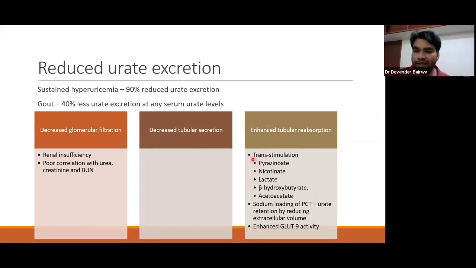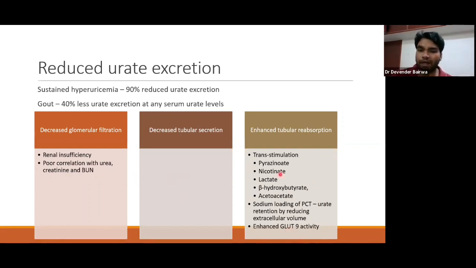As we discussed earlier, there can be transstimulation. There are substances like pyrazinoate, nicotinate, lactate, beta hydroxybutyrate, acetoacetate. All these substances are ready to be exchanged with uric acid. That's how they can lead to hyperuricemia. Or there can be sodium loading of the PCT. Suppose there is sodium loading because of high salt intake, then there can be urate retention by reducing extracellular volume. Once extracellular volume is reduced, urate will be retained in the cell to maintain the volume. Or there can be enhanced GLUT9 activity. GLUT9 is the same pump involved in transport of uric acid with fructose and glucose.